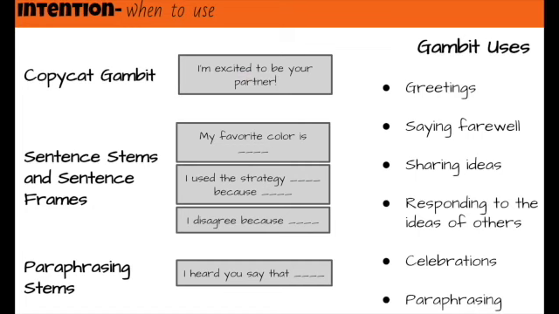When providing gambits, we can consider a couple different ways to structure the conversations. Sometimes we can choose to use copycat gambits, which tell students exactly what to say. Other times we can choose to use sentence stems or sentence frames to help students frame their thinking and share ideas or respond.